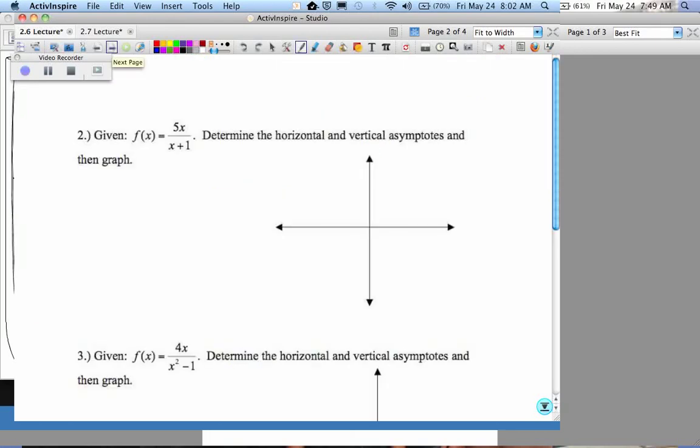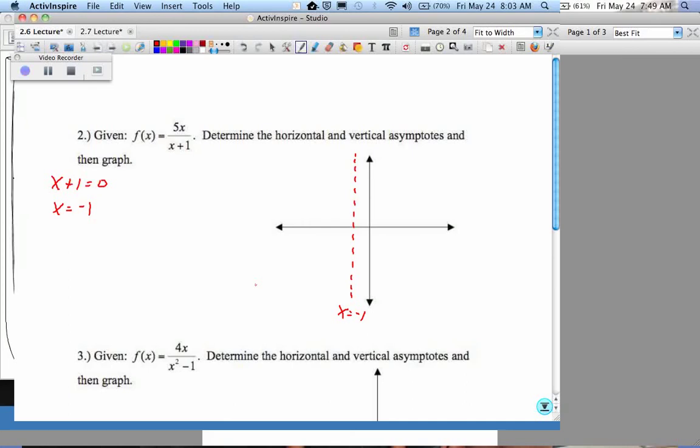So let's start by looking at this first problem. Let's grab x plus 1, set it equal to 0. So take the denominator, set it equal to 0. Right now it's telling me that -1 would be a restriction on the domain. Now, is there any factoring that I can do on top? Okay, so we don't have to worry about that. So let's go to -1 and put in the vertical asymptote.